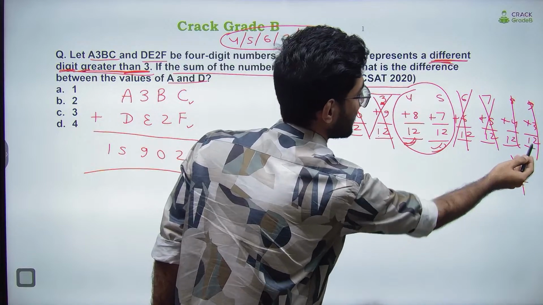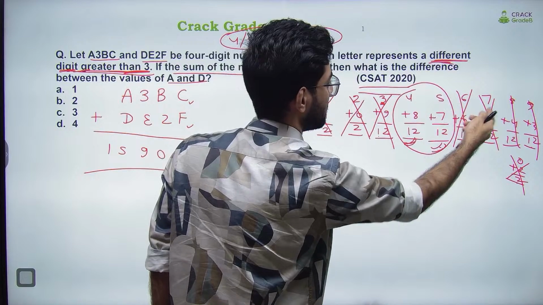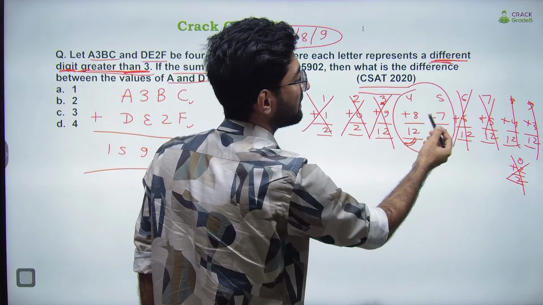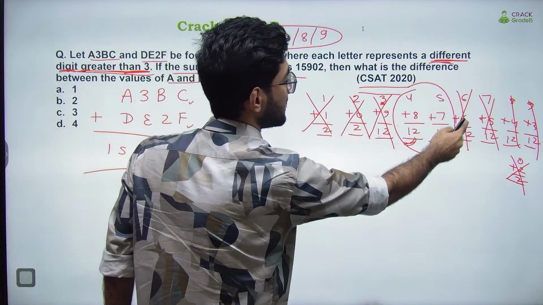Similarly in this case, why have I eliminated 7 plus 5? Because it is ultimately 5 plus 7. Why have I eliminated 8 plus 4? Ultimately it is 4 plus 8. And why have I eliminated 6 plus 6? Because both letters can't represent the same number.